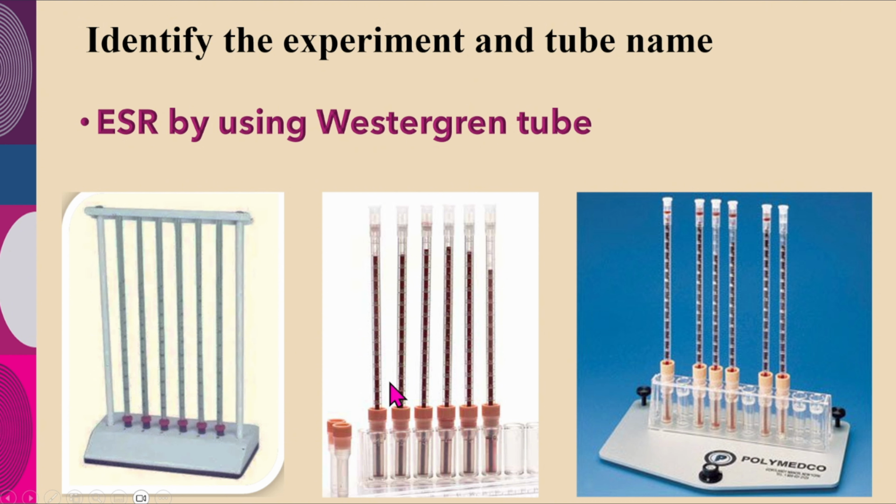Now, if in your exam this type of picture is present, you have to identify the experimental setup and the tube name. So this experimental setup is the setup for erythrocyte sedimentation rate by using Westergren tubes or the Westergren method. All these are the Westergren tubes. We can have a minor difference in the stands, but overall this is the Westergren tube for the measurement of erythrocyte sedimentation rate.